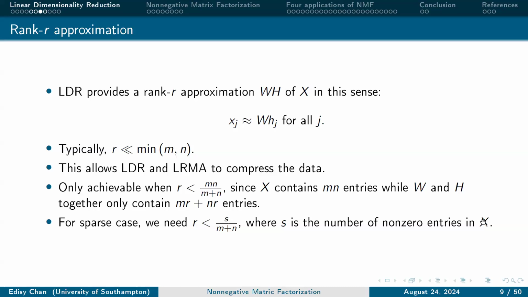But now if X is a sparse matrix, which has very few non-zero entries, then our condition has to be more restrictive. So we need this: R is less than S over M times (M plus N), all right?